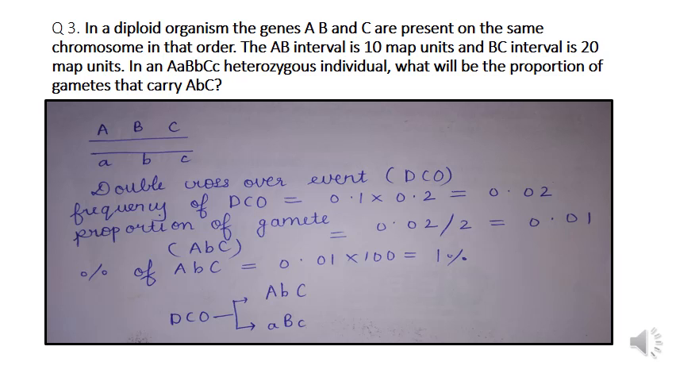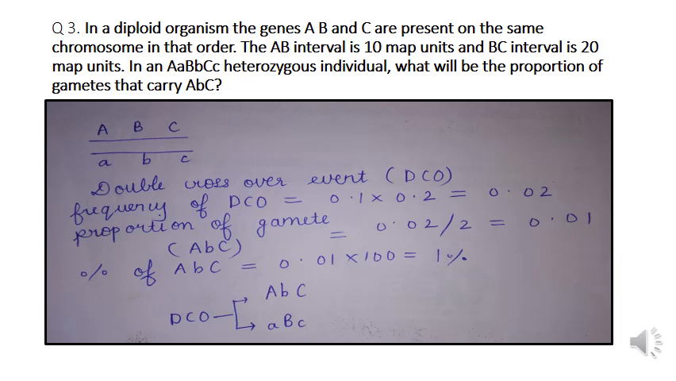it is a diploid organism, so it will have 2 chromosomes, and the picture of the chromosomes might look something like this: capital A, capital B, and capital C, the dominant genes, will be on one chromosome, and small a, small b, and small c, the recessive genes, will be on the other chromosome.